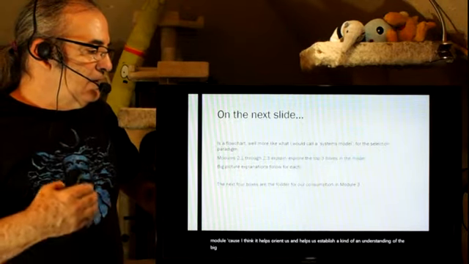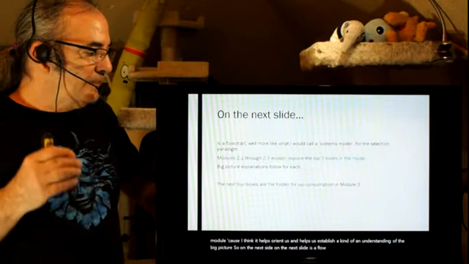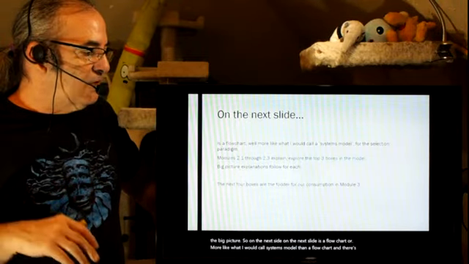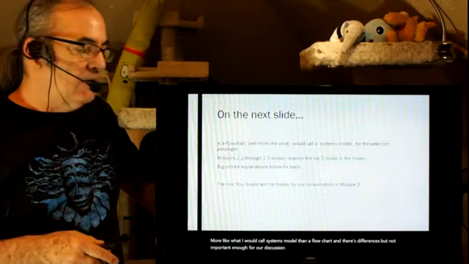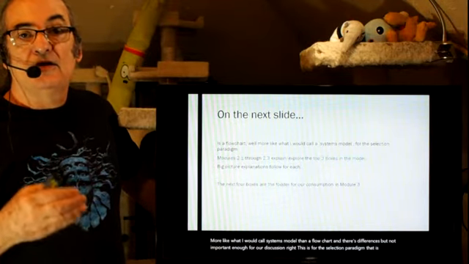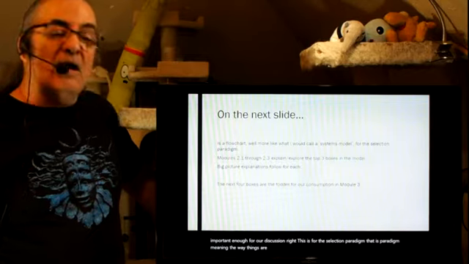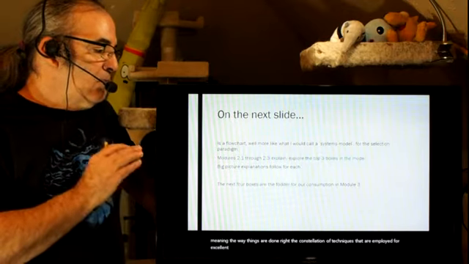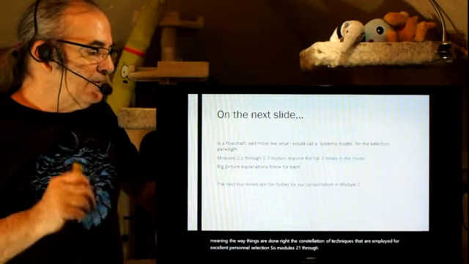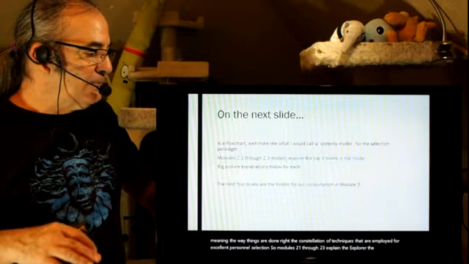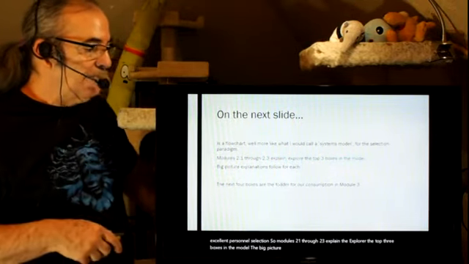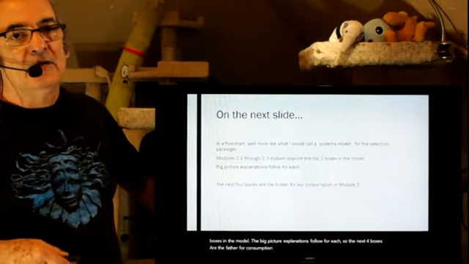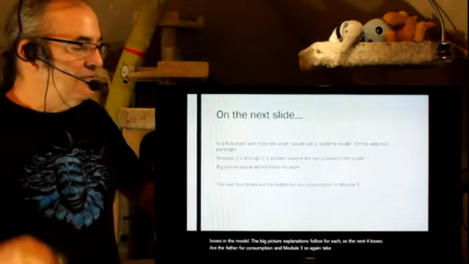So on the next slide is a flow chart, and it's more like what I would call a systems model than a flow chart, and there's differences, but not important enough for our discussion, right? This is for the selection paradigm. That is, paradigm meaning the way things are done, right? The constellation of techniques that are employed for excellent personnel selection. So modules 2.1 through 2.3 explore the top three boxes in the model. The big picture explanations follow for each, right? So the next four boxes are the fodder for consumption in module 3. So again, take this as a conceptual overview of where we're going.